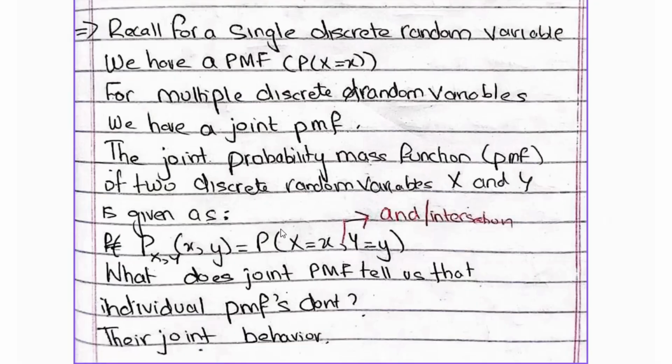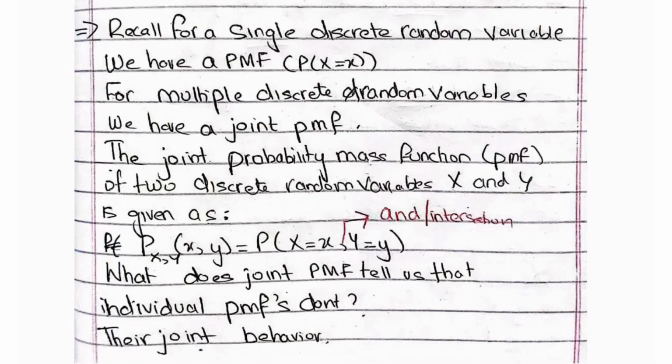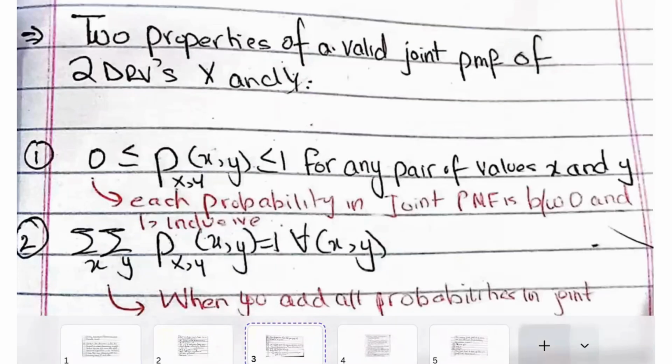Here we should recall that we use uppercase letters to denote random variables, i.e. capital X and capital Y, these two discrete random variables whose joint PMF we're looking at, and we use lowercase letters, small x and small y, to represent their values, and the comma here means "and" or intersection. Now, what does this joint PMF of X and Y tell us that the individual PMFs of X and Y won't? It tells us the joint behavior of X and Y.